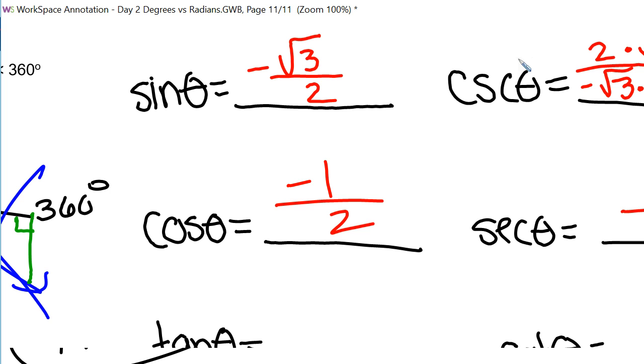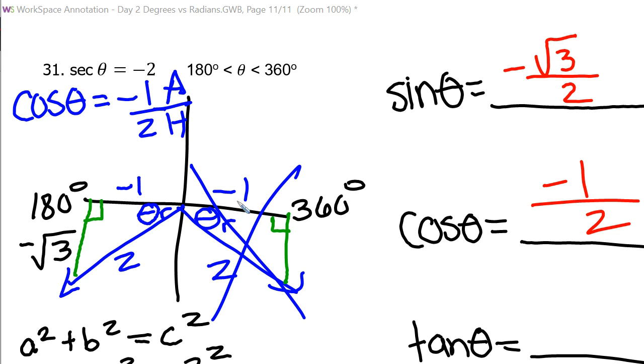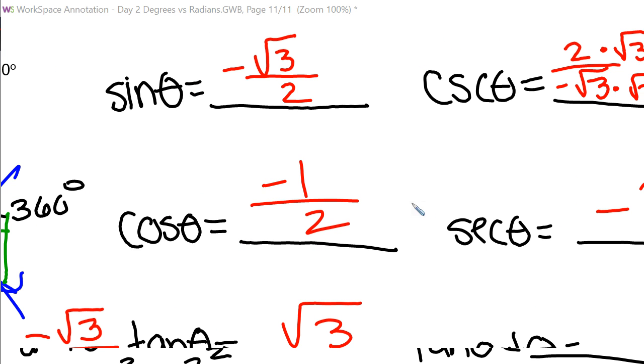And the last one is tangent. How do you find tangent? Opposite over adjacent, so this would be negative square root of 3 over -1, which is equal to square root of 3. So that cotangent would be 1 over square root of 3. Multiply both the numerator and denominator by the square root of 3. And that gives us square root of 3 over 3.